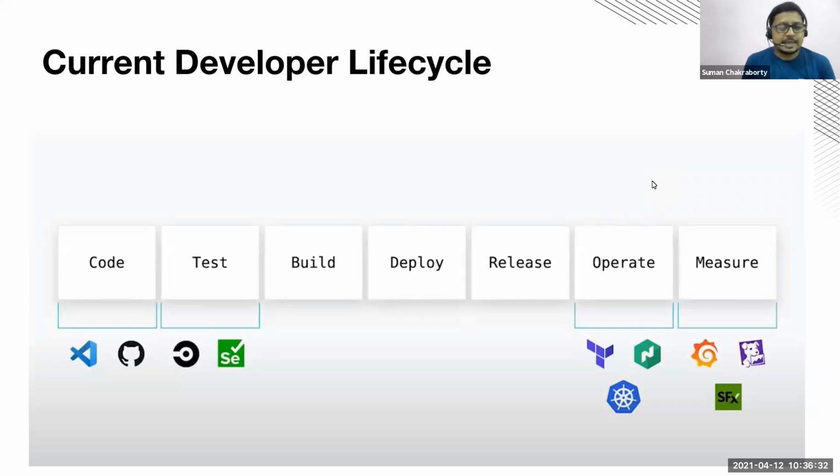Now, in the current lifecycle scenario, if we consider the first two stages of the cycle and the last two stages, we have a well-defined set of tools and standards which are followed by many enterprise organizations as well as from the community side. So we have a standard set of tools taking care of these steps. For example, on the coding side, developers mostly prefer Visual Studio, and they would store their code in GitHub or Bitbucket. And for the testing side, they would rely on tools such as Selenium and Circle CI for different kinds of testing, whether it's functional testing, integration testing, or load testing.